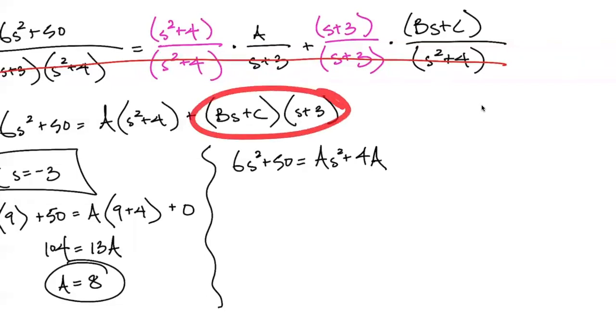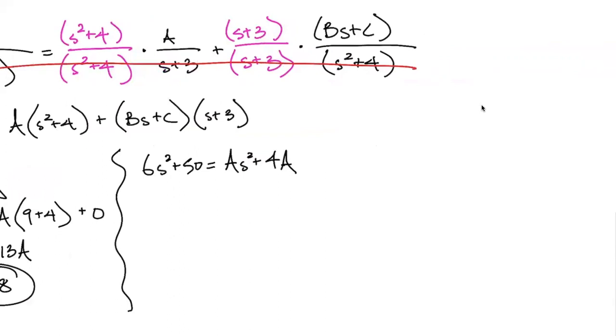And then over here, I do need to multiply my binomials. So I'll get plus bs squared plus 3bs plus cs plus 3c. Okay, now that's just a step you probably want to run through your head one more time and make sure that you have multiplied things out correctly, right? Did we miss any signs here, or are we okay? I think we're okay.